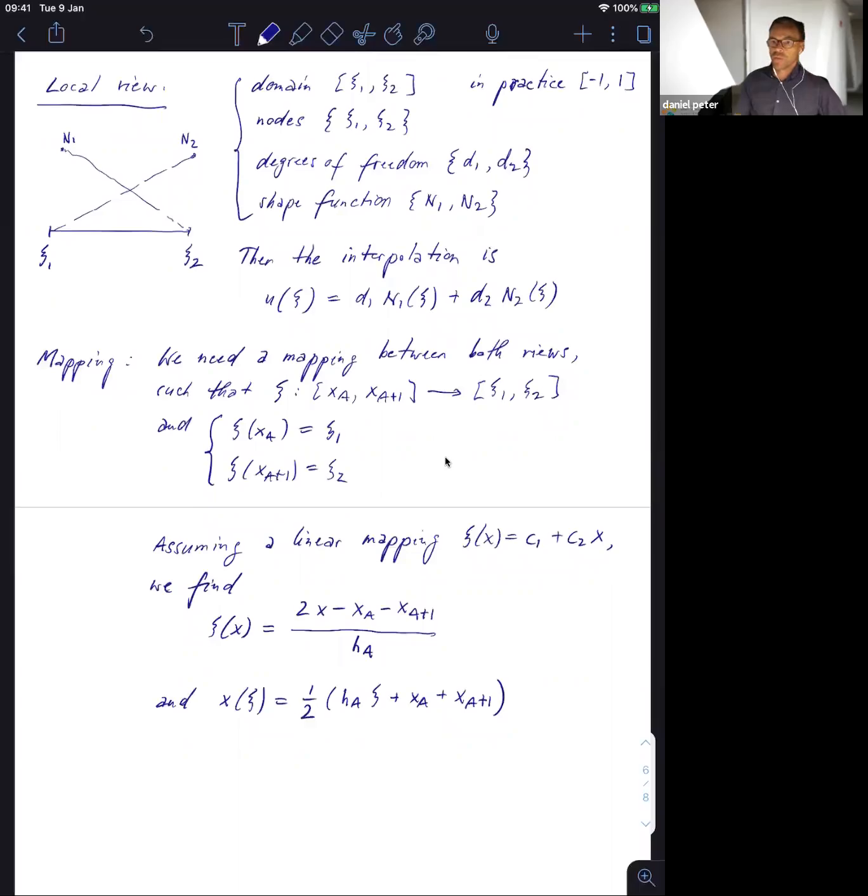So once we have this mapping, that takes care of the geometry in the physical domain. But then we can compute very easily what these stiffness contributions are, the stiffness elements within the reference domain.